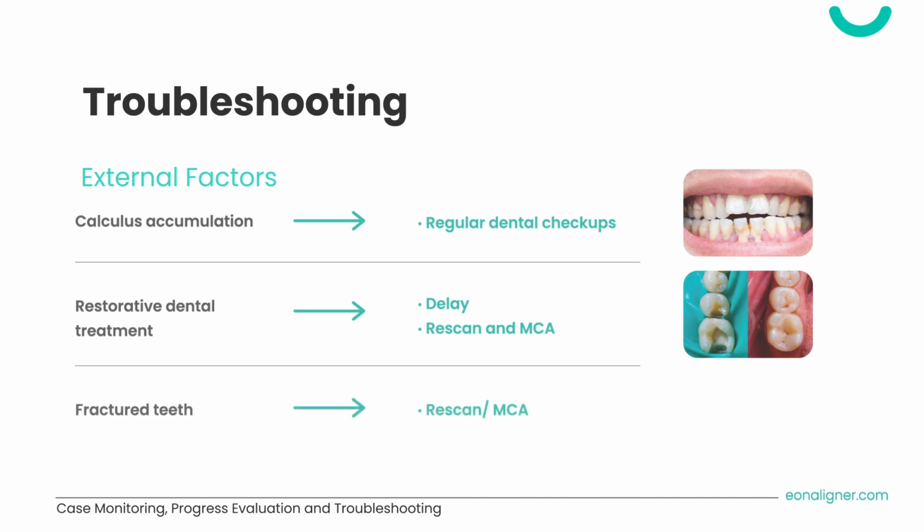Finally, if a tooth gets chipped or fractured, loss of tracking might happen because the aligner won't be fully grabbing around it. In this case, mid-course adjustment might be needed as well.